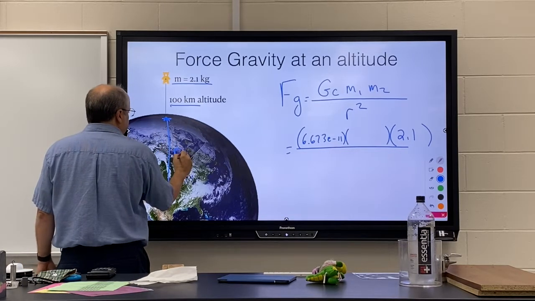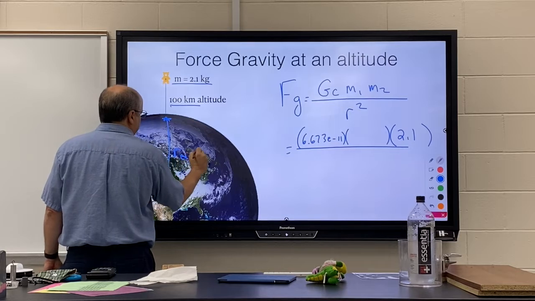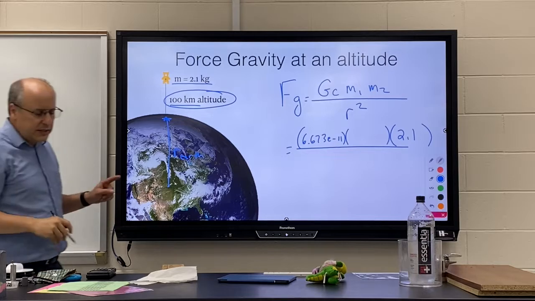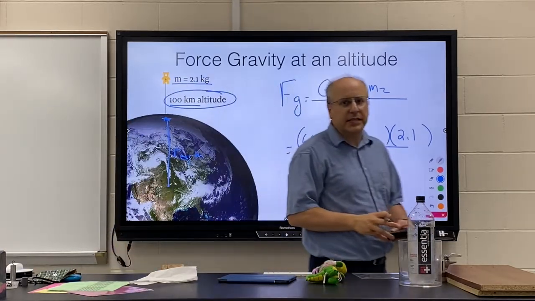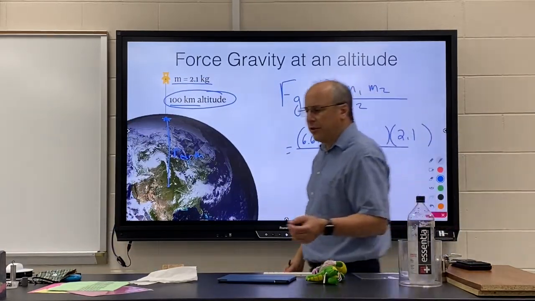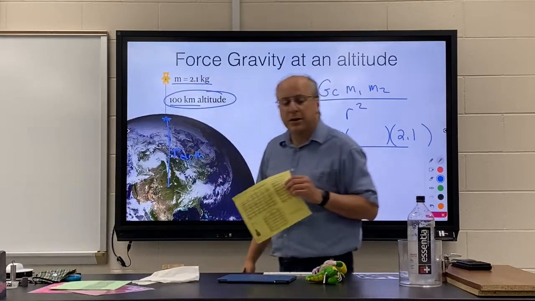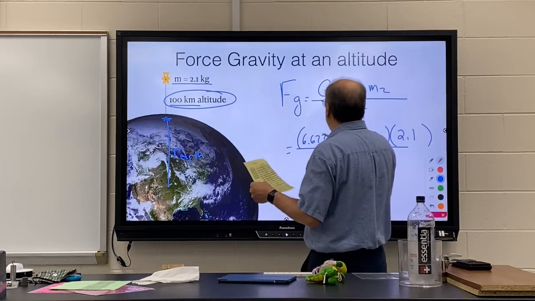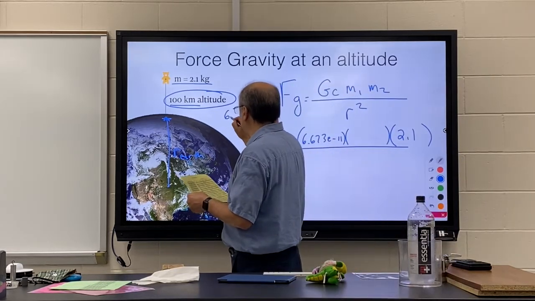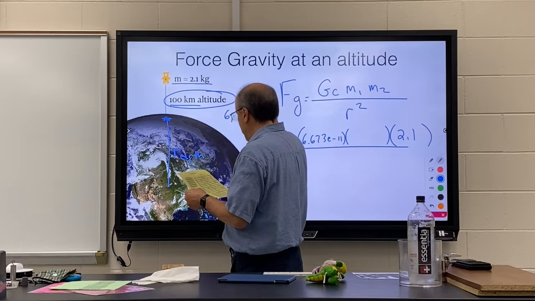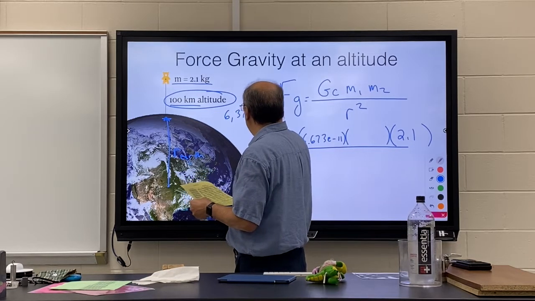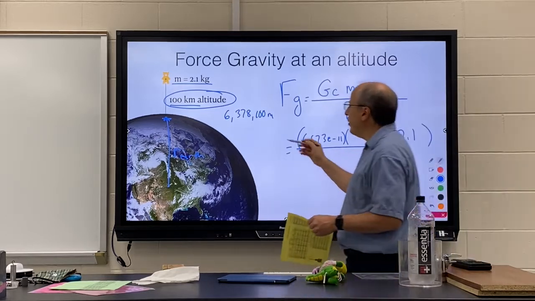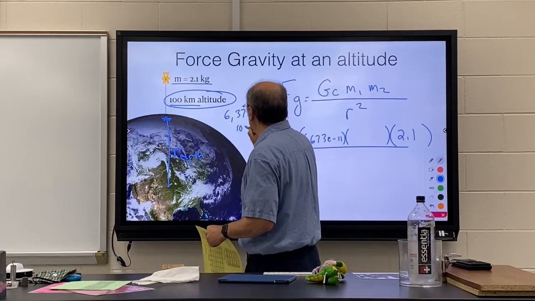So you take the radius of the Earth, and you add to it the altitude. You just have to make sure that you are working in the same units. So your altitude has to be converted to meters before you can plug it in. So if you look, it says the radius of the Earth is 6,378,100 meters. And to that, you have to add another 100 kilometers.